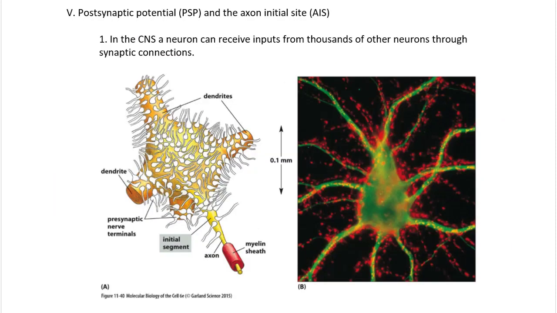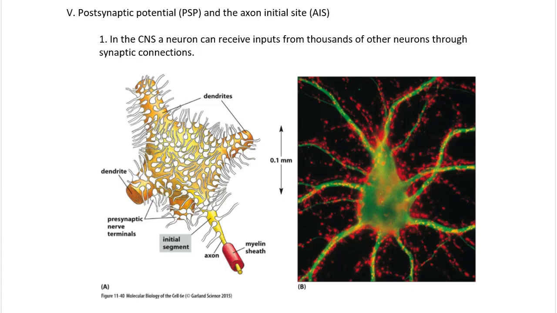So the previous video went over all the stuff that I'm about to go over, but we're going to read through this and cover it step by step. Postsynaptic potential, PSP, and the axon initial segment, AIS.